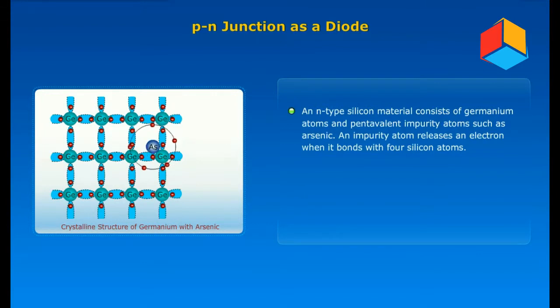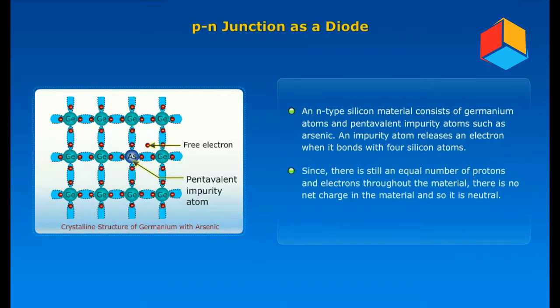An N-type material consists of germanium atoms and pentavalent impurity atoms such as arsenic. An impurity atom releases an electron when it bonds with 4 atoms. Since there is still an equal number of protons and electrons throughout the material, there is no net charge in the material and so it is neutral.